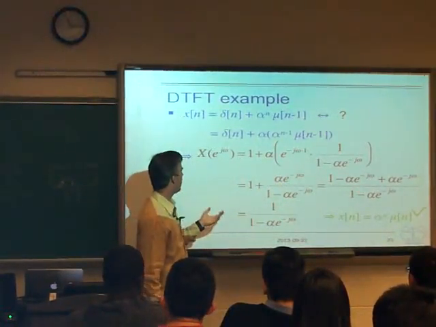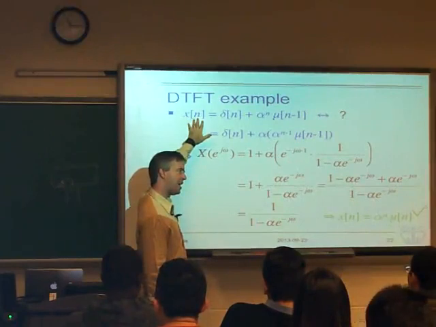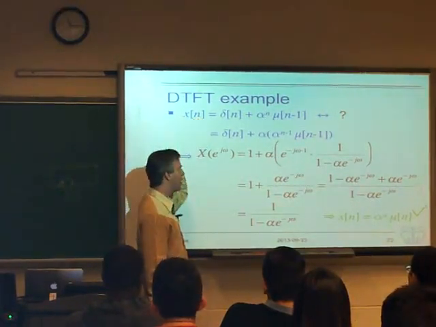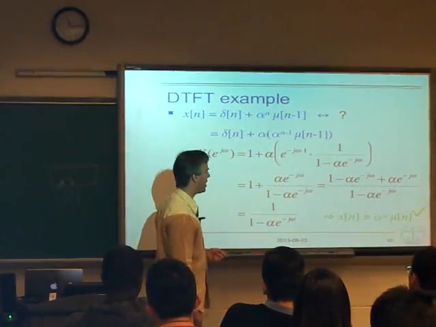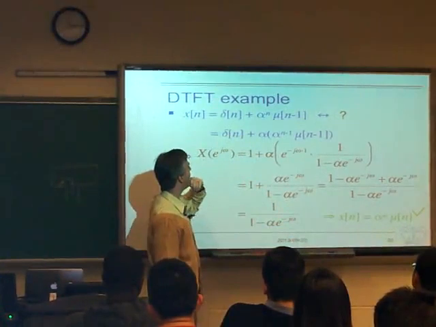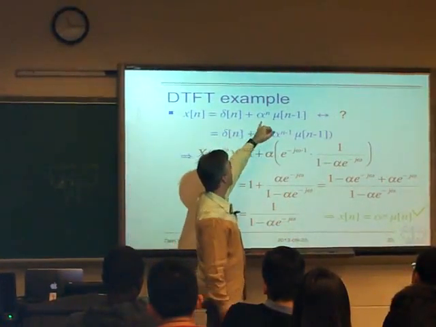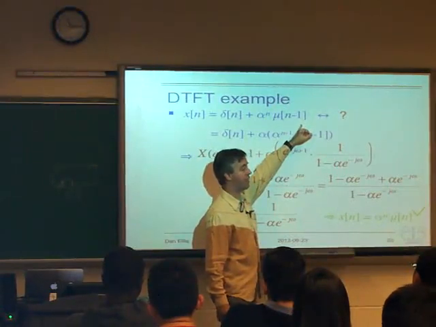So it's like, wait, you're saying this sequence has the same DTFT as alpha to the n mu of n. That means it must be the same sequence, right? Because the DTFT is identical. And then we notice that, oh yeah, look, we took alpha to the n for every value of n larger than 0.